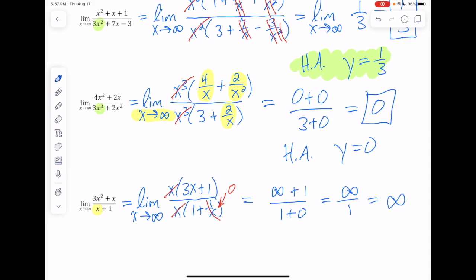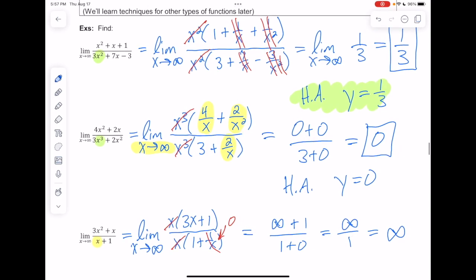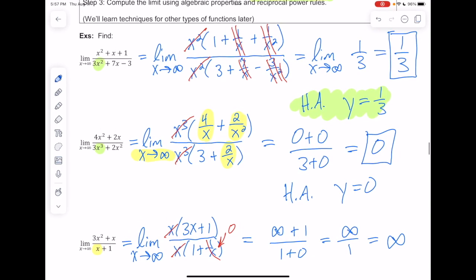So we got three different situations that I'm going to show you a quick note for. When the power of the top and bottom were the same, so that was our situation here, the biggest power in the top and bottom were the same, we ended up with the coefficients of those two powers, 1x squared over 3x squared, and that 1 over 3 ended up being our answer, 1 over 3.